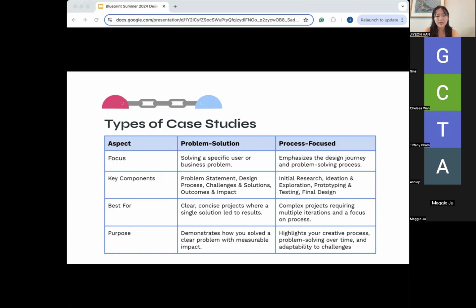But yeah, both case study formats serve different purposes. The problem solution case study showcases your ability to deliver results quickly and efficiently, while the process focused case study highlights your adaptability, your creativity, and problem solving over time. So it really depends. There's no right or wrong answer. You tailor your case study to the story you want to tell your audience and what you think the project entails.